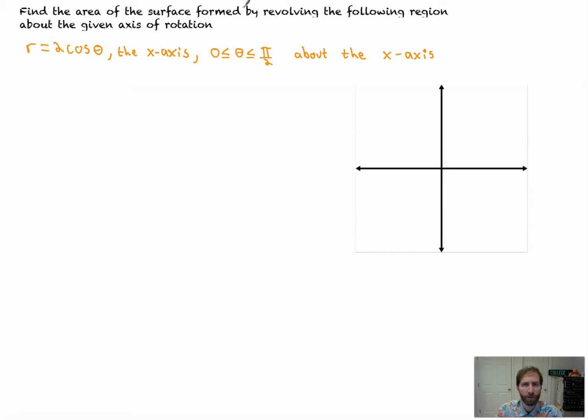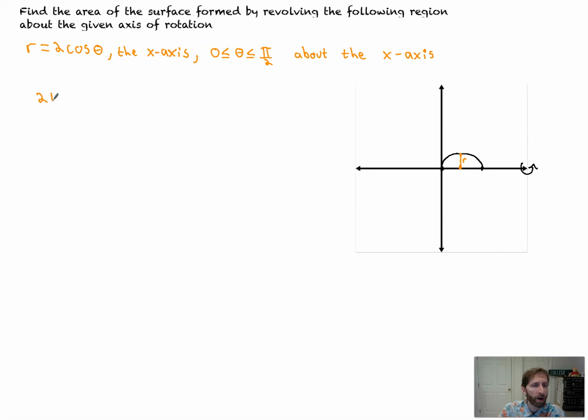Find the area of the surface formed by revolving the following region about the given axis of rotation. So we've got 2 cosine theta from 0 to pi over 2. All right, 2 cosine theta, we know it's symmetric about the x-axis, and just from 0 to pi over 2 would be that right there. If we're going to revolve it about the x-axis like so, then what we notice is the radius is going to be right there. It's going to be our r value.